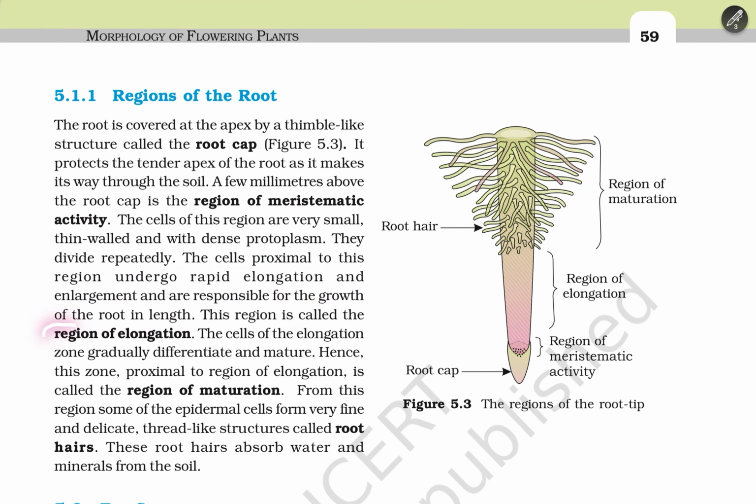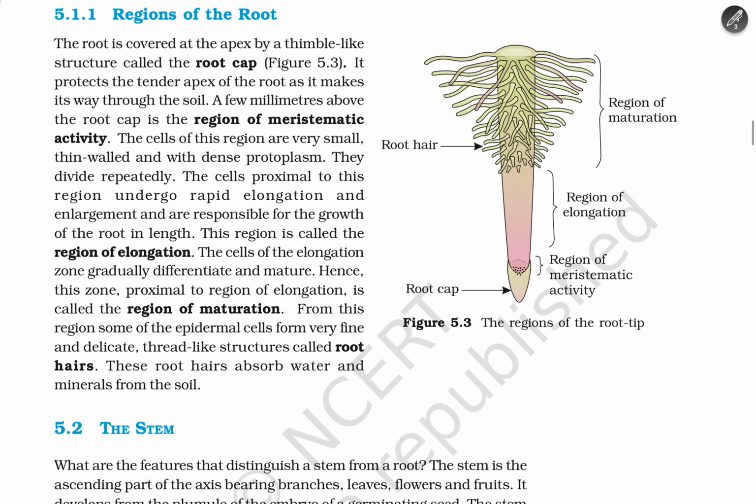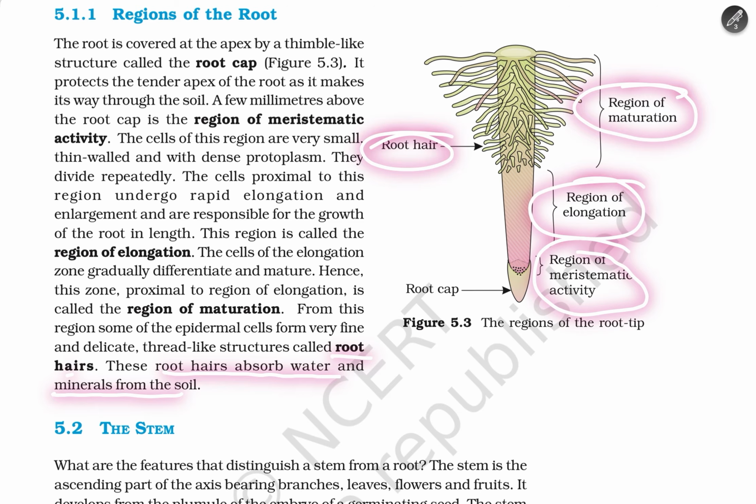This region is called the region of elongation. The cells of the elongation zone gradually differentiate and mature. Hence, this zone proximal to the region of elongation is called the region of maturation. From this region, some of the epidermal cells form very fine and delicate, thread-like structures called root hairs. These root hairs absorb water and minerals from the soil. The region of maturation, root hair, region of elongation, region of meristematic activity, root cap, the region of the root tip.